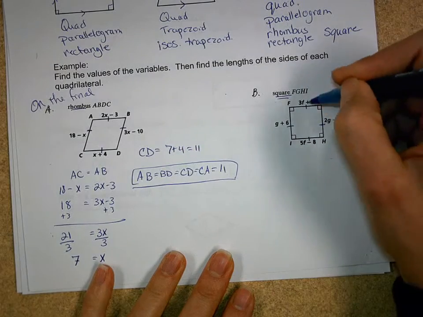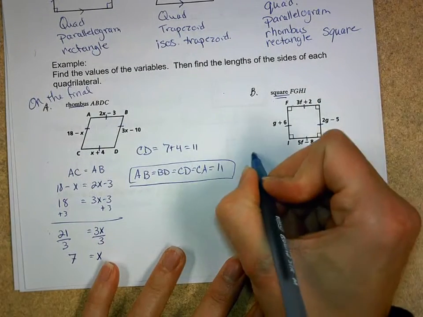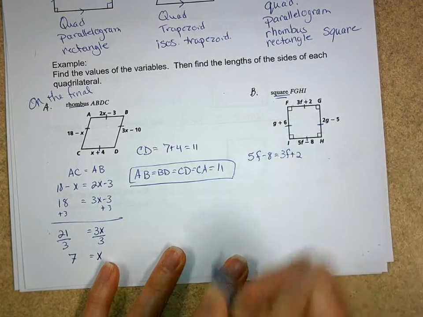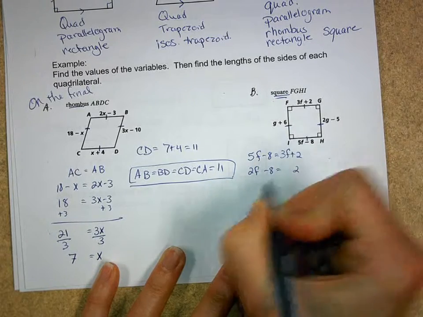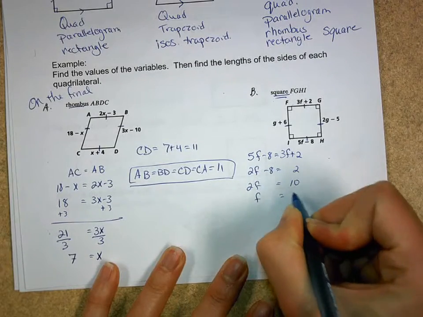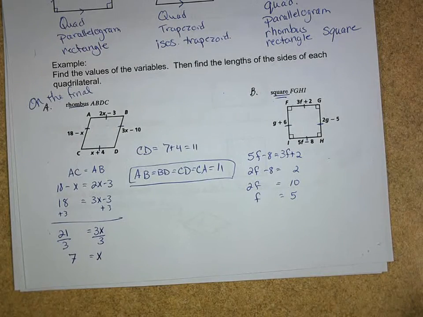Well, I'm going to set two sides equal together. I'm going to go FG and IH because they both have F there. So I'm going to go 5F minus 8 equals 3F plus 2. I'm going to subtract that over. I get 2F minus 8 equals 2. 2F is equal to 10. F is equal to 5. All right, so F is equal to 5.